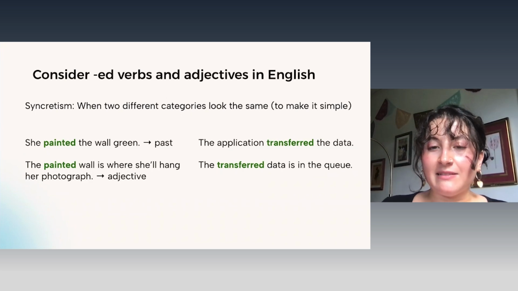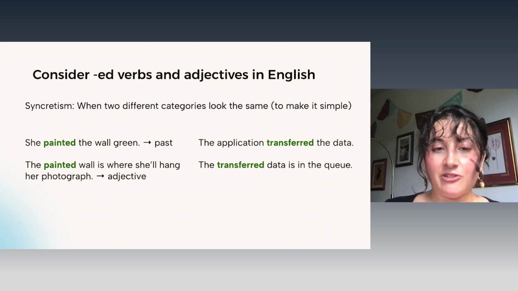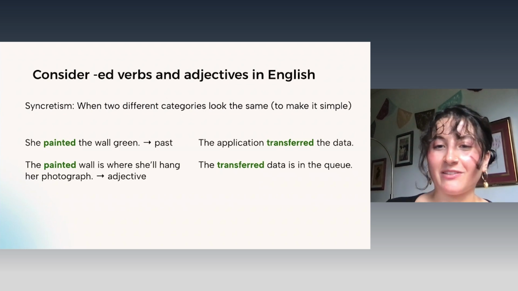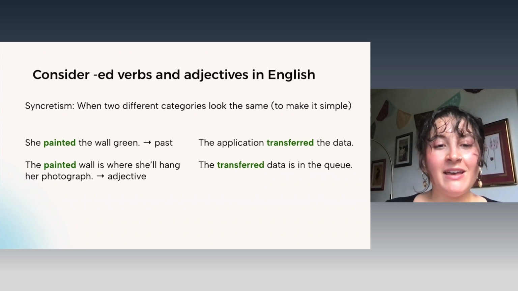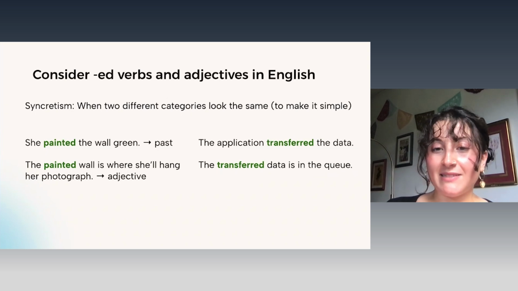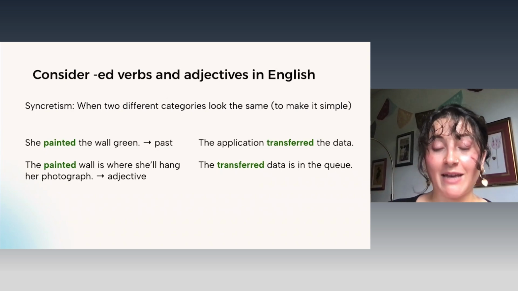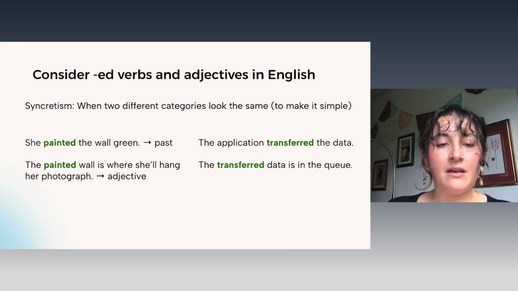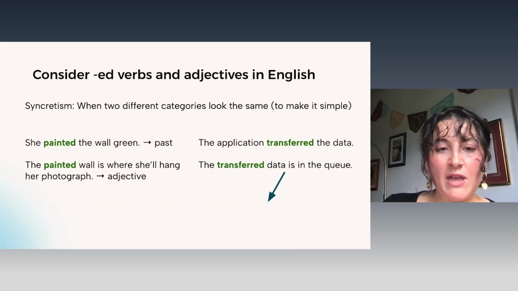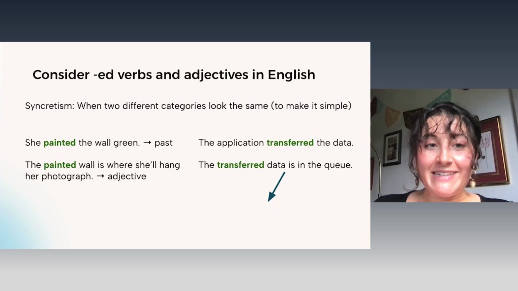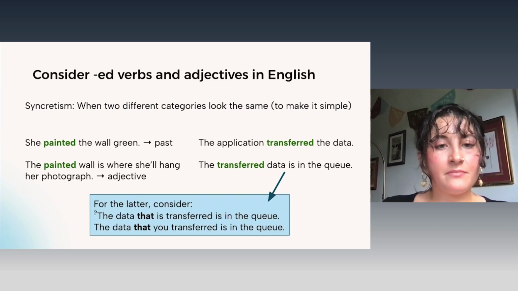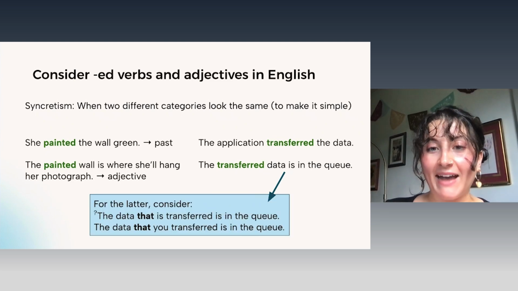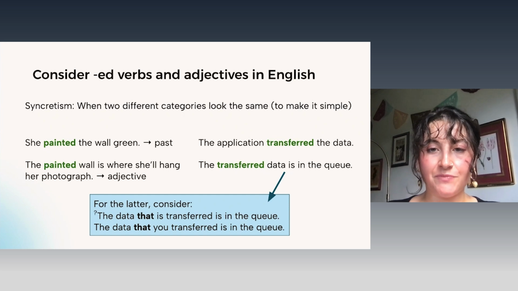sometimes a human isn't necessarily looking at the translation. Sometimes they are, and again, that's a whole other presentation, but if we can help the translation process in any way to clarify which type of transferred we mean. Do we mean the past tense verb or the adjective? So how could we do that? Well, when we have an adjective, an ed adjective as we call it, we can consider adding the word that. So that is what's called a complementizer.